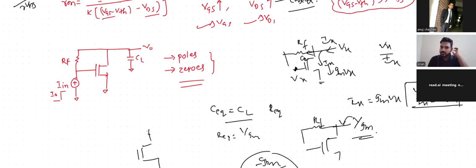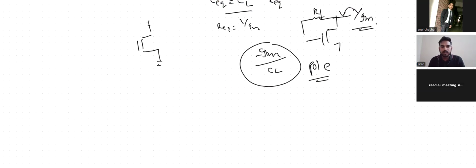What is the zero? Normally, the zero will exist only at omega equal to infinity, not at a finite frequency. We cannot get it at a finite frequency. What conditions do you apply while calculating the zero, and why?